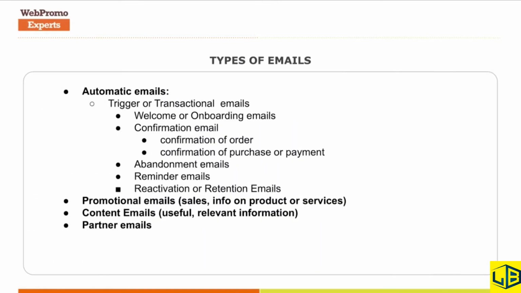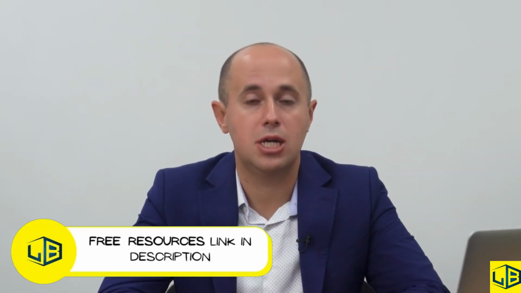There are several types of emails that you can send to your consumer database. The main types are automatic emails, which can be welcome emails, confirmation emails, abandoned cart emails, reminders, and reactivation emails for those who have not engaged with your brand for a long time. When sending promotional emails, include discounts and products. Content emails give users relevant and useful information without directly selling your product. And lastly, partners emails. Now let's talk about each type of email in detail.